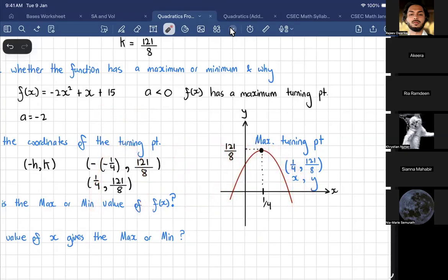Now, when you find h and k, you could use minus h, comma k. I explained why this works in the last class. But if you find minus h, comma k, that will tell you your turning point. So we know the turning point is a quarter, 121/8. The x value would be a quarter, so this would be a quarter over here on the x-axis. And when x is a quarter, y is 121/8.